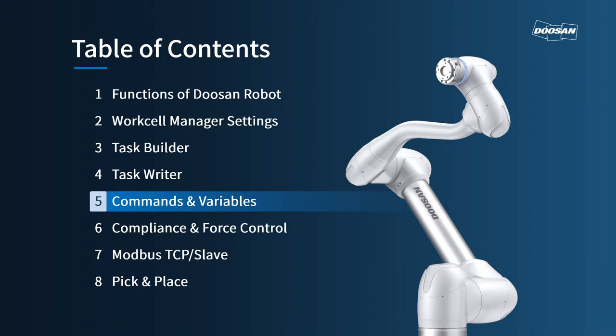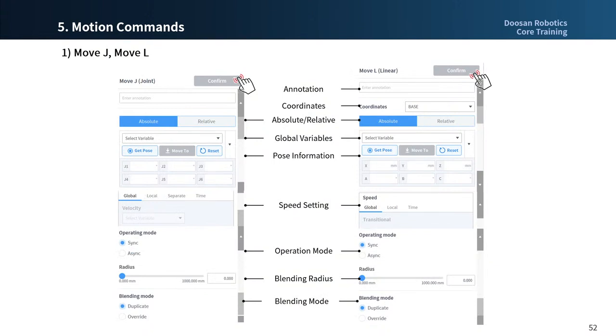Next, let's learn about understanding commands and variables. First, let's learn about the motion command. The motion command is divided into the largest categories, Move J and Move L.